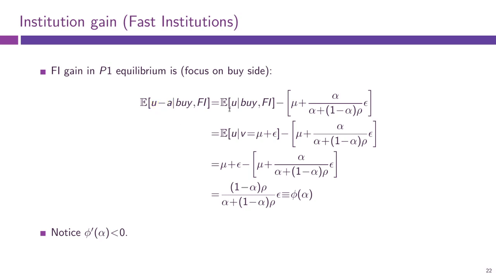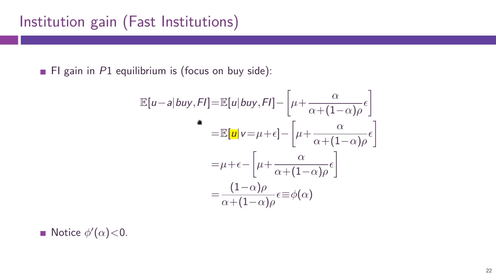So this ask price is something we have already computed to be like this. And in the case, in P1 in particular, we know how strategies of all traders look like. So if we plug those betas in the big expression that we had, it will simplify to this. On the other hand, the expected value of U, conditional on the fast institution trading in a P1 equilibrium, is what?